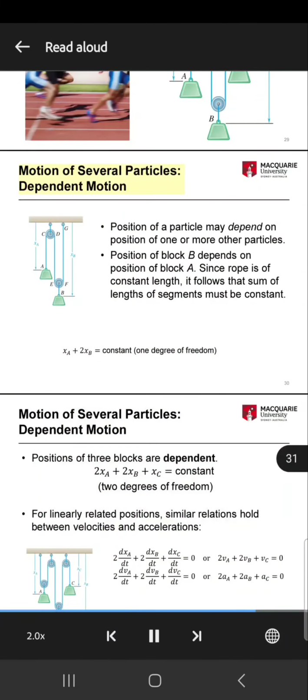Motion of several particles. Dependent motion. Block A is attached to a rope that goes up over stationary pulley CD, goes down around a moving pulley attached to block B, and then goes back up to be affixed to the ceiling at G. The position of each block is measured as a distance from the ceiling.